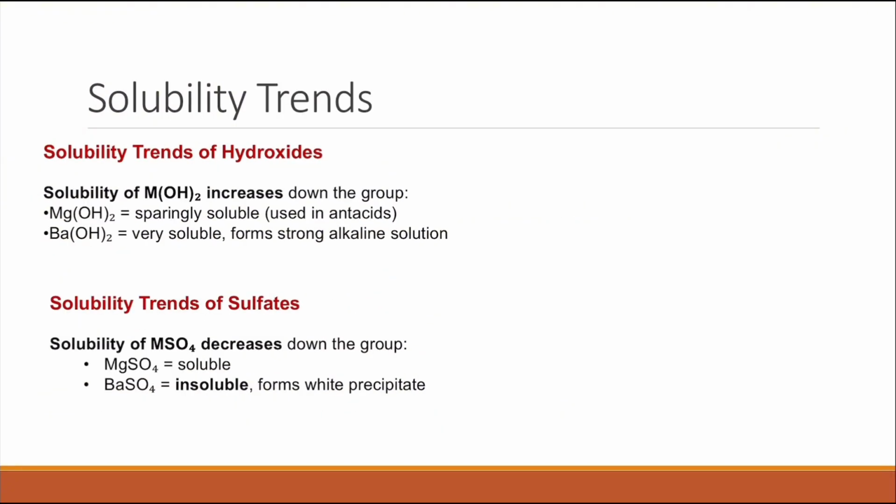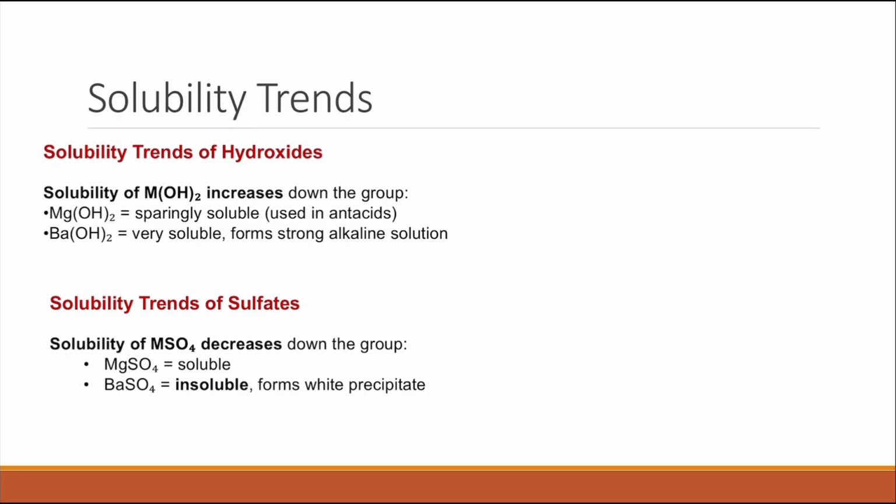Solubility trend: we have the solubility for the hydroxide and sulfate. So for the hydroxide, solubility increases down the group. So magnesium hydroxide is insoluble. And then as you go down, solubility increases. So barium hydroxide is completely soluble in water. And then the solubility trend for sulfate is the opposite. So solubility decreases down the group. So you have magnesium sulfate very soluble in water, and barium sulfate is insoluble.